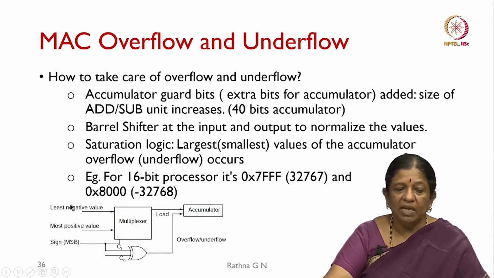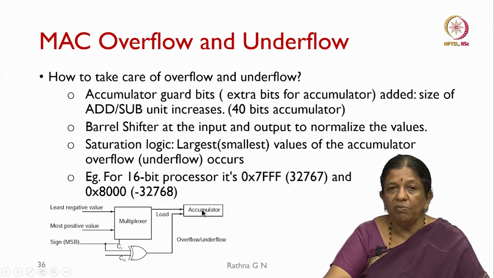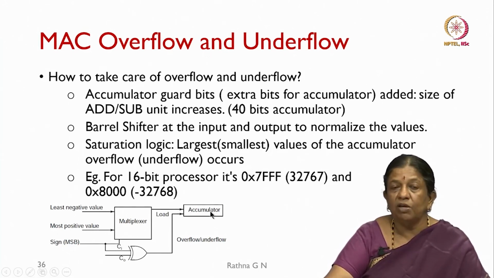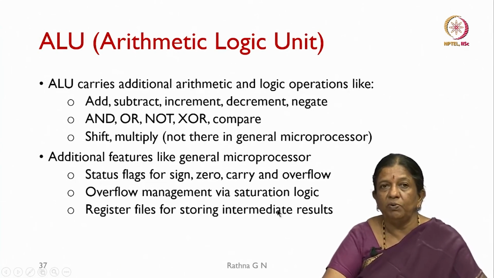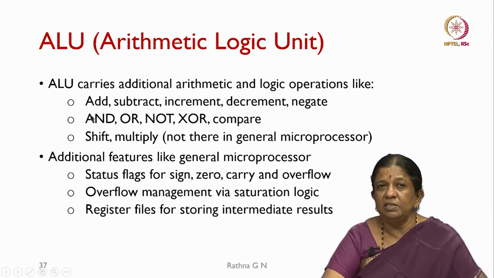So, we have the least negative value and the most positive value, and you take the sign bit, the MSB, and consider whether it is going to exceed one of them, and you do the exclusive OR. If the overflow or underflow bit is set, then the maximum value or minimum value is going to be stored in the accumulator, which is going to be the output. So, this is our arithmetic logic unit.